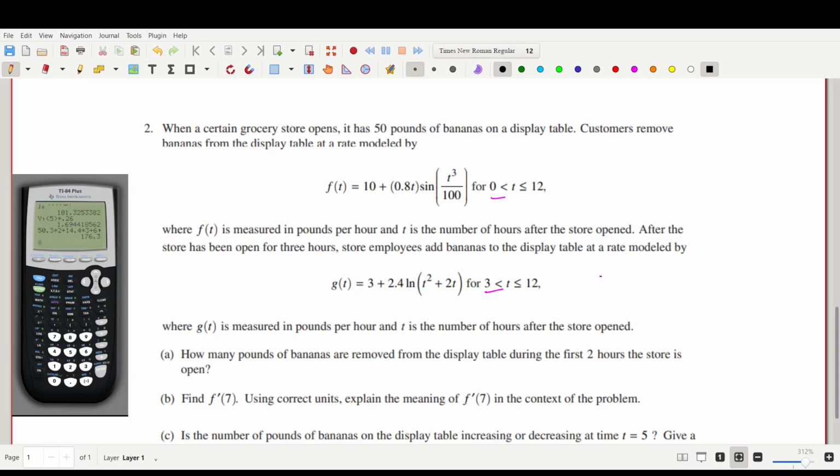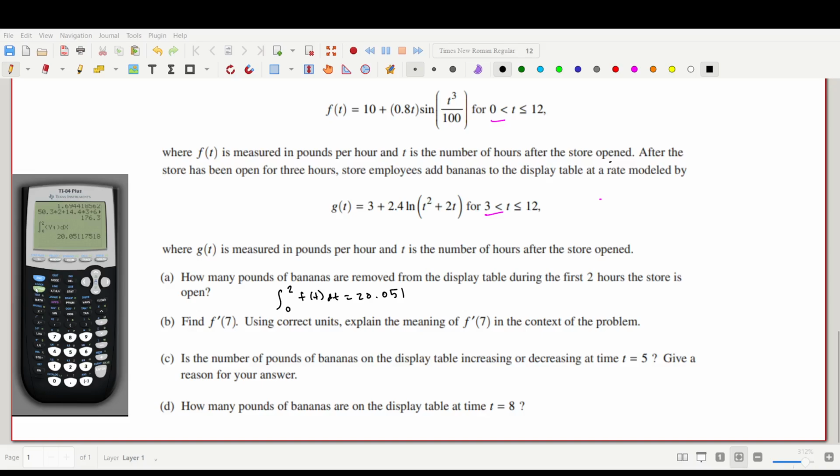All right. So G is an inflow. F is an outflow. How many pounds of bananas are removed from the display table in the first 2 hours? That's just the integral from 0 to 2 of f of t dt. So on my calculator, that's going to be math 9, 0 to 2, alpha trace y1 dx, 20.051 pounds. Okay, cool.